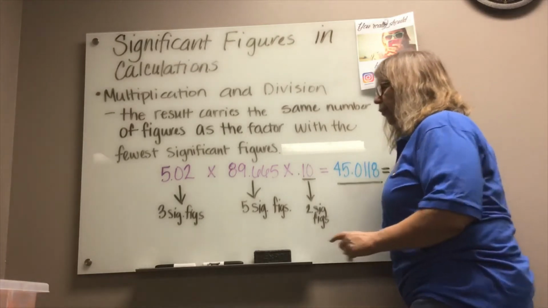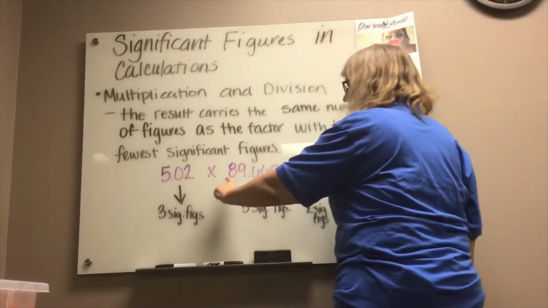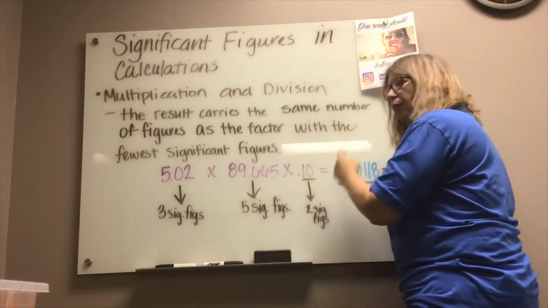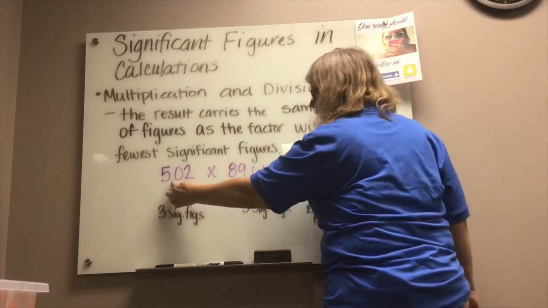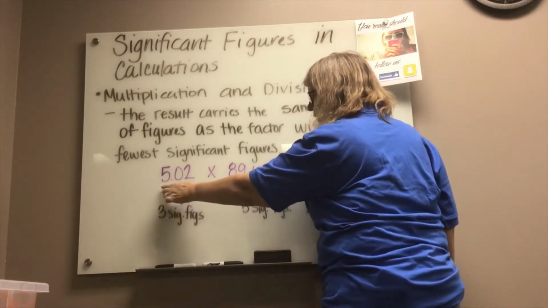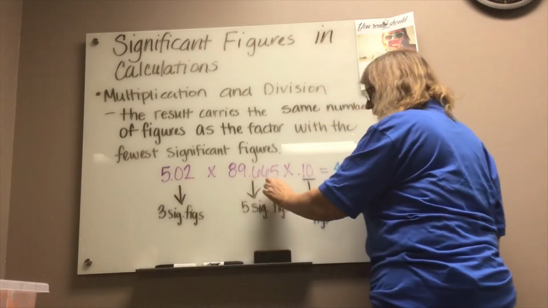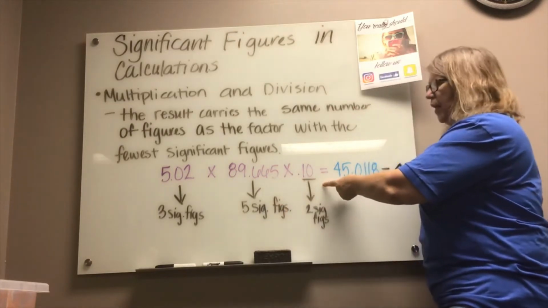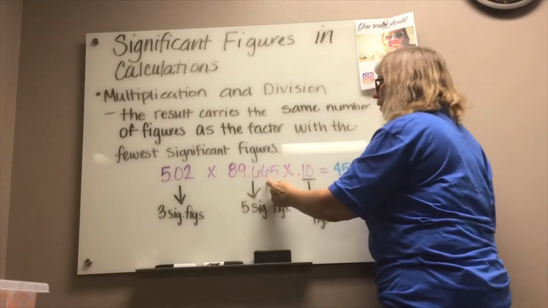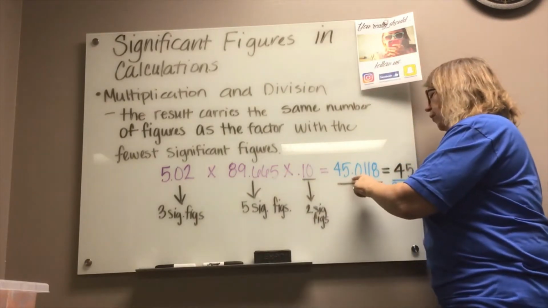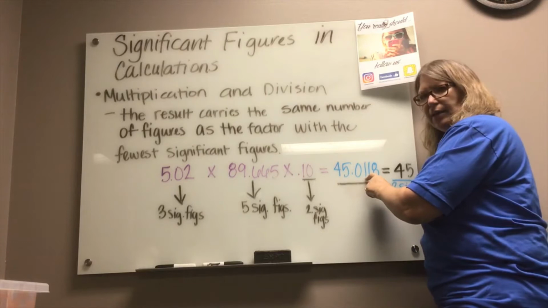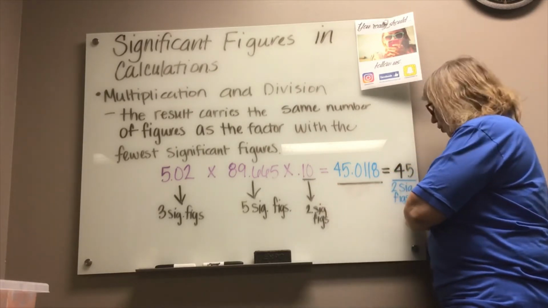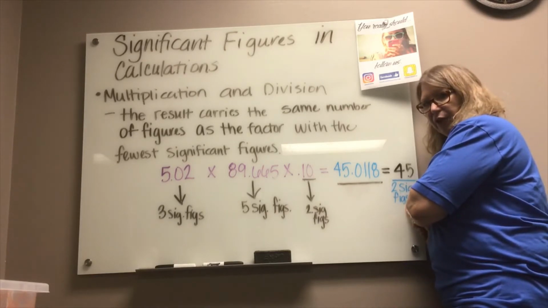So here's an example. So you have 5.02 times 89.665 times 0.10. And I've broken this down for you. You'll see that there's 3 sig figs in this first factor, there's 5 in the second factor, and there's 2 in the third factor. And so based on this rule, when we multiply these 3 factors together, we get 45.0118. The factor with the fewest significant figures was 2, so our answer is going to have 2 significant figures.